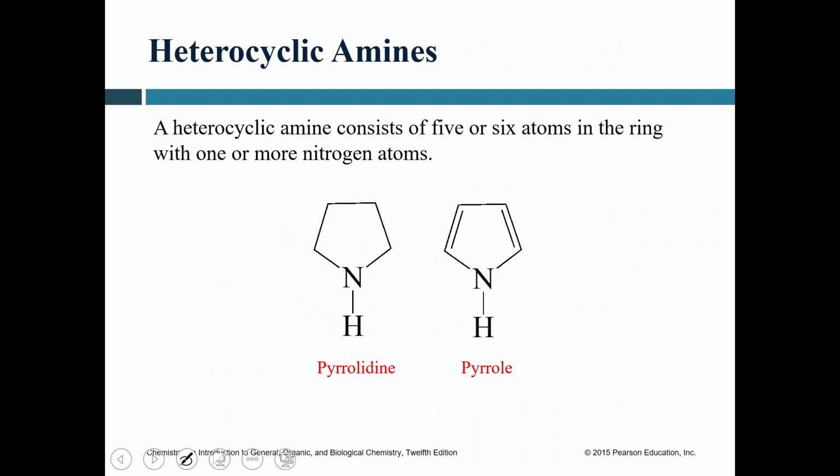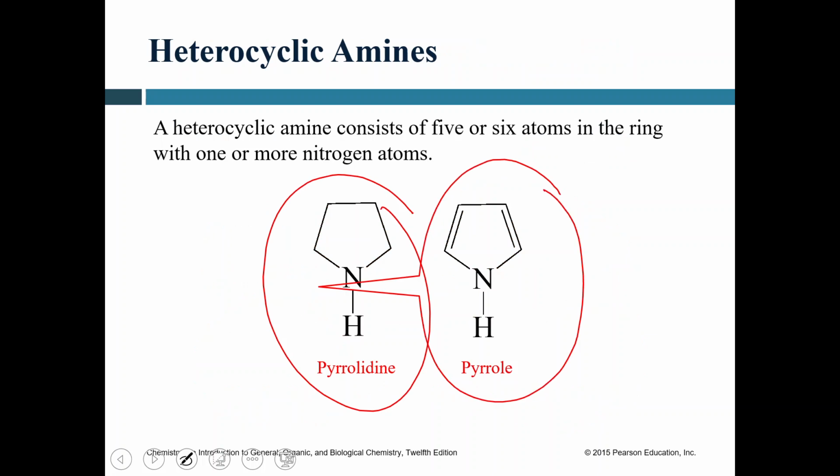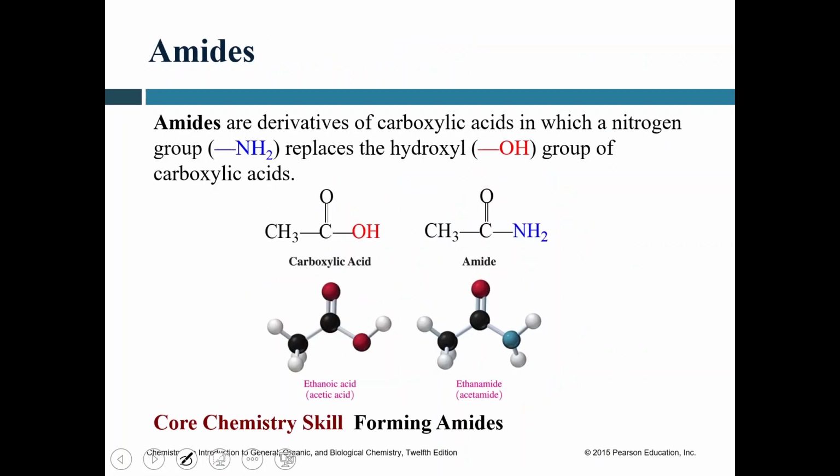Some amines can be heterocyclic, such as pyrrolidine and pyrrole. In this case, nitrogen becomes a part of the ring, usually a 5 or 6 atom ring. So here you can see 5 atoms: 1, 2, 3, 4, 5. Four of them are carbons, and the 5th one is nitrogen. This is why we call them heterocyclic compounds.